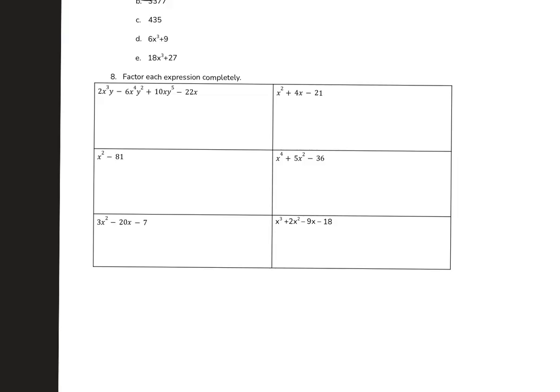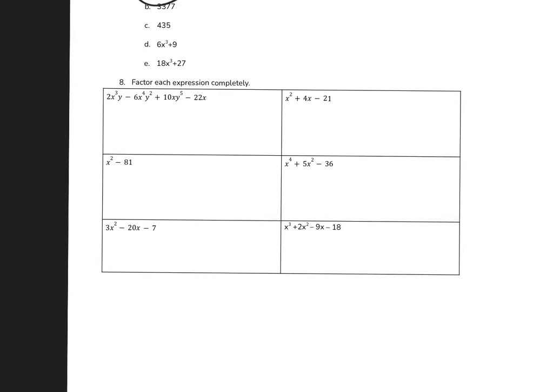Okay, factor each of these completely. Okay, first step in factoring is looking for common factors. When we look at these 4 terms here, we can see that they all have even coefficients, so we know we can divide by 2, and that's the largest common factor of these coefficients. We also know that each of them has at least an x to the first, so we can factor that out. Not all of them have a y, so we cannot factor that out.